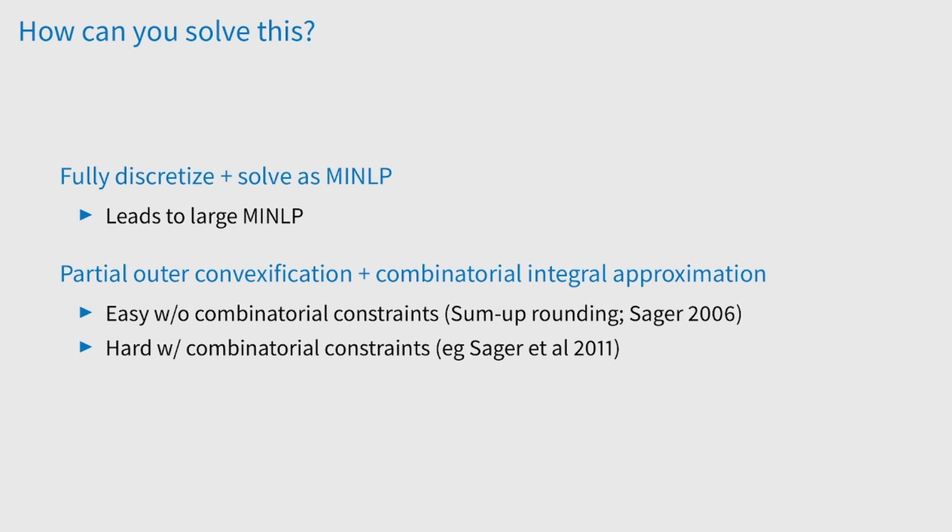What people have been studying is how to use the very good techniques from classical optimal control to build on that. So one idea is to convexify the problem with a technique called partial outer convexification, and then solve an approximation problem to fix the non-integral controls to become integral controls. If you don't have combinatorial constraints, then this is easy. You can do a technique called sum-up rounding. If you have combinatorial constraints, this is hard in general, and there has been a lot of work studying the problems and deriving ad hoc techniques to solve them. This is in general very difficult, which is why we want to use heuristics here at this stage.